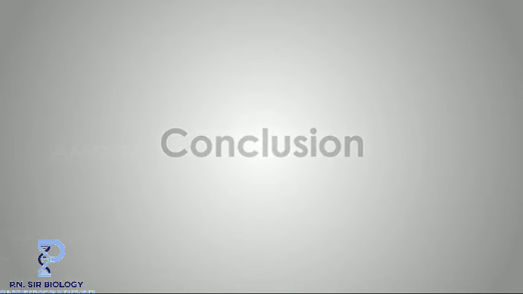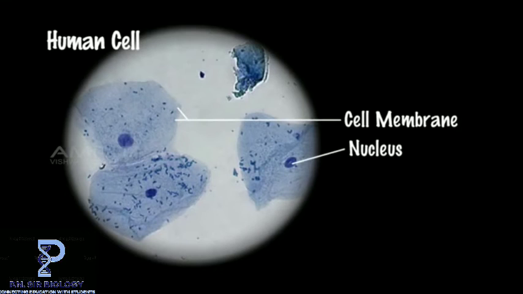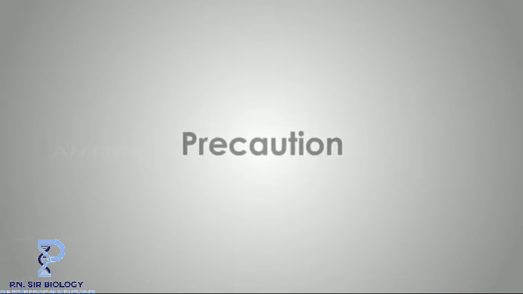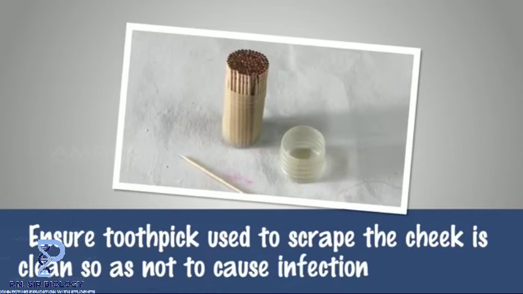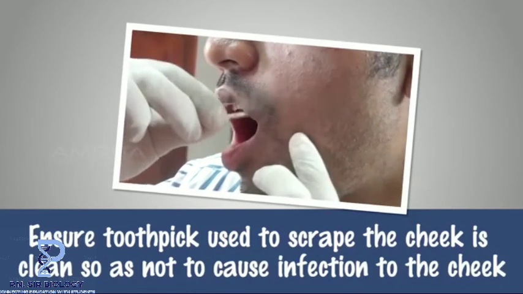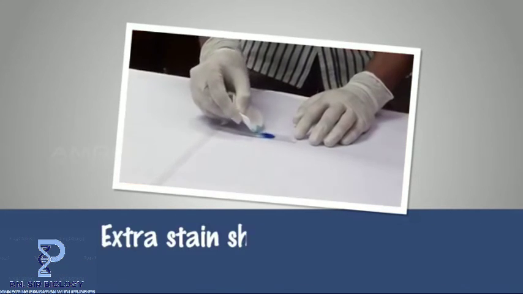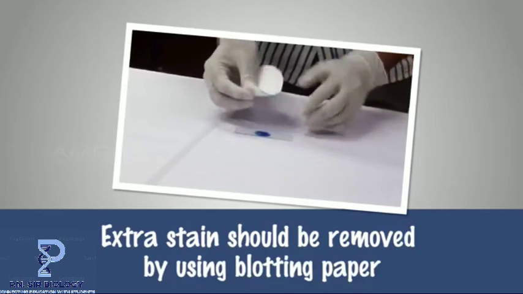Conclusion: if the cells observed do not have cell walls or prominent vacuoles, the cells of the specimen on the slide are animal cells. Precaution: ensure the toothpick used to scrape the cheek is clean so as to not cause infection to the cheek. Extra stain should be removed by using blotting paper.